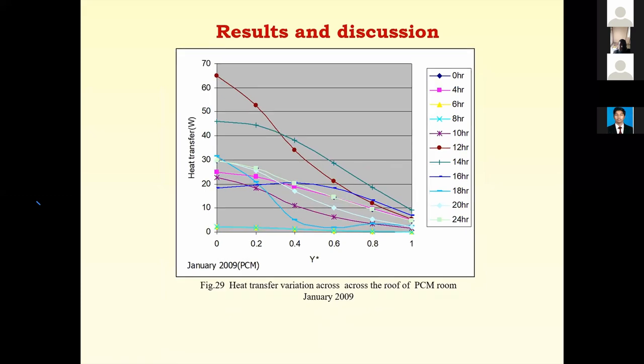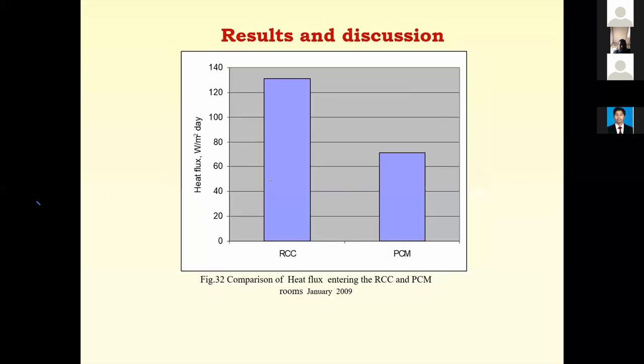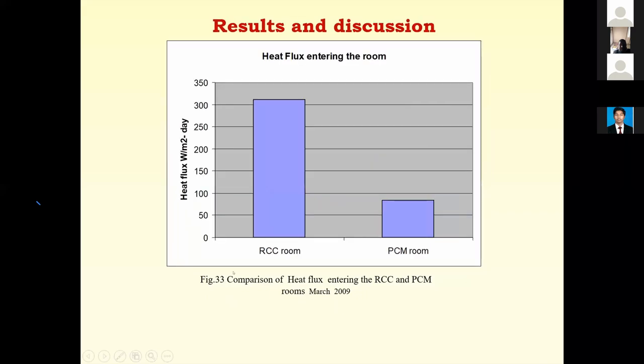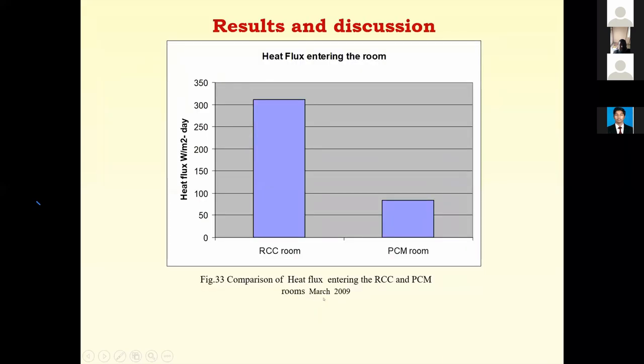Then this is heat transfer in the PCM room, in the month of March. If you compare both the RCC and PCM rooms, you can see how much less the heat flux entering the PCM room is than the RCC room. And moreover, I'm showing different months here, this is for January, this is for March. It is still lower here.